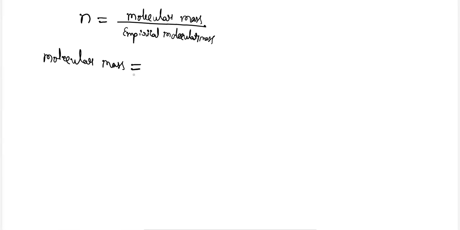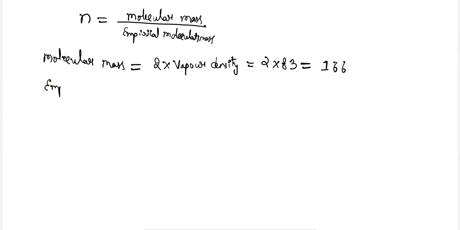The molecular mass will become 2 times the vapor density. So it will become 2 into 83, which is 166. Now the empirical formula's molecular mass will be there.